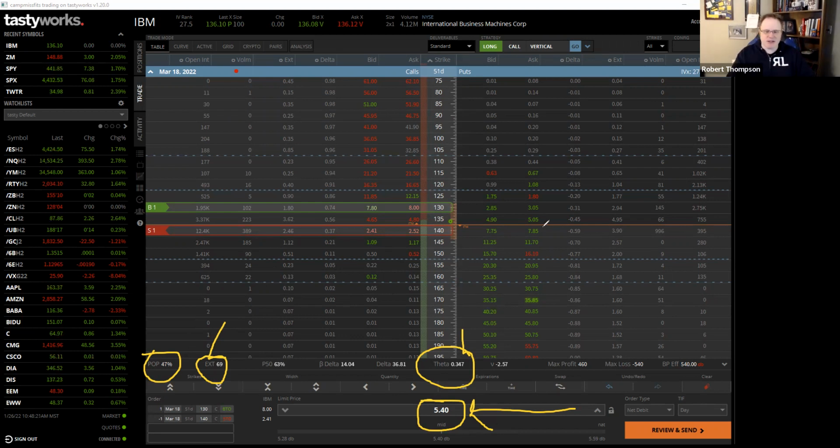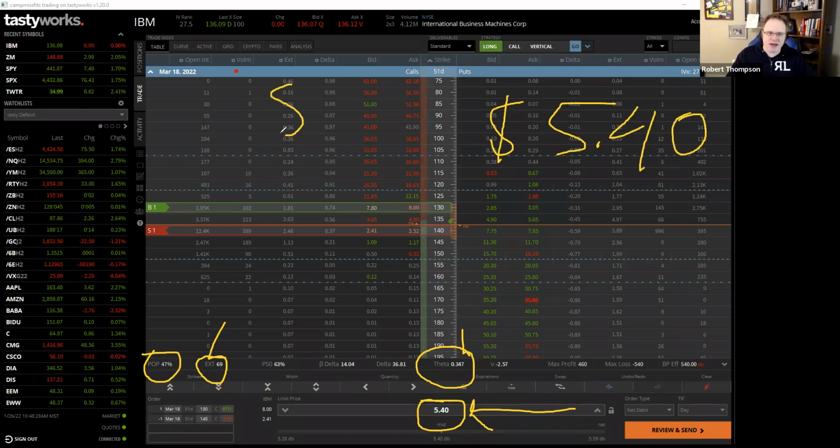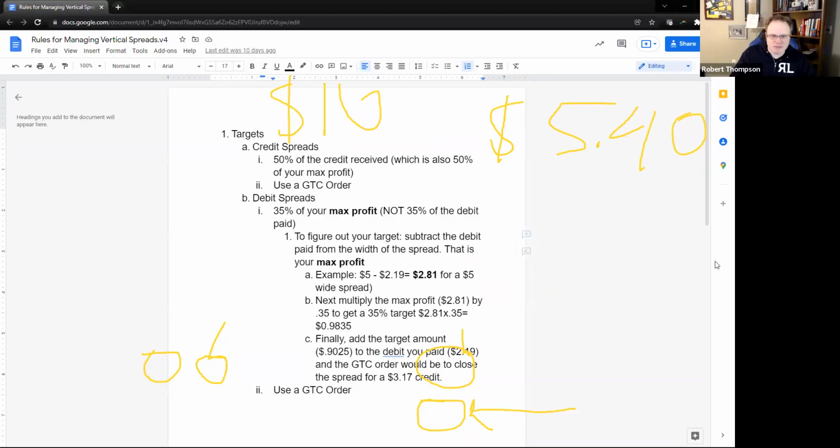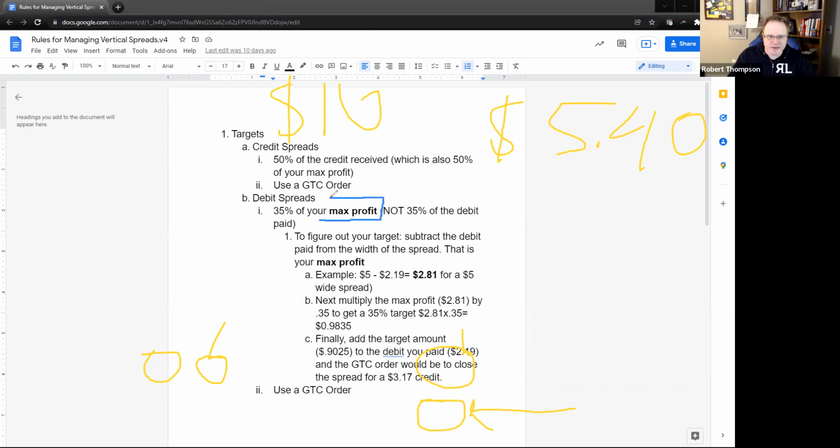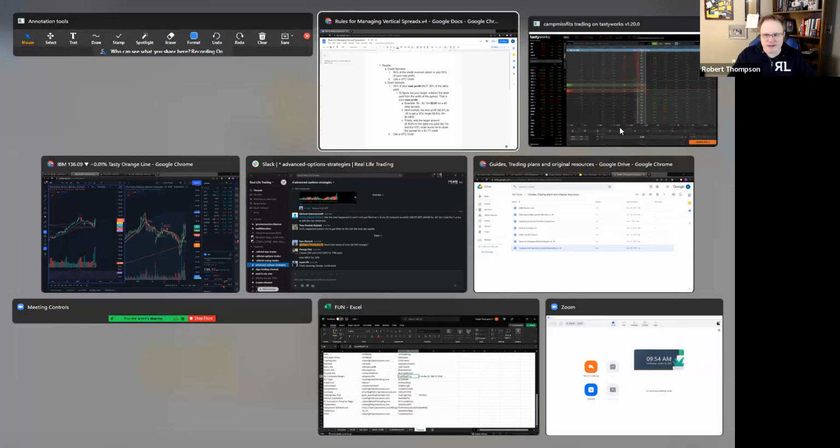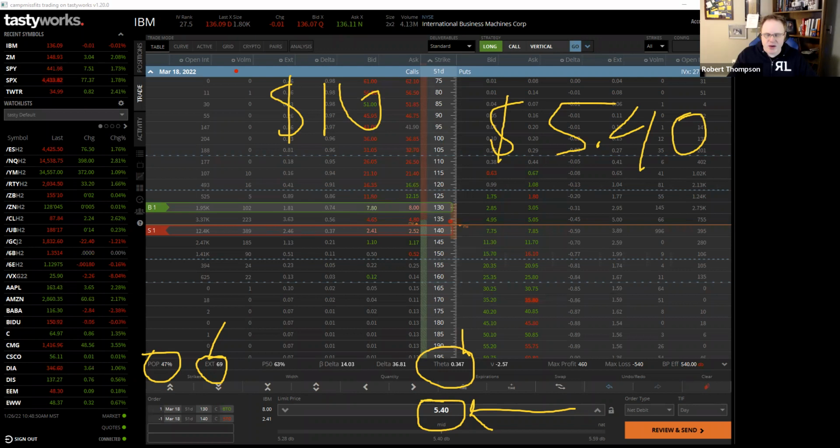All right, so let's just say we fill this trade. We pay $5.40 for a $10 wide spread on IBM. Now, here's how the formula works. 35% of the max profit is what you're looking for. Not the debit paid. A lot of people get confused on this. You need to make sure you are looking at the difference.